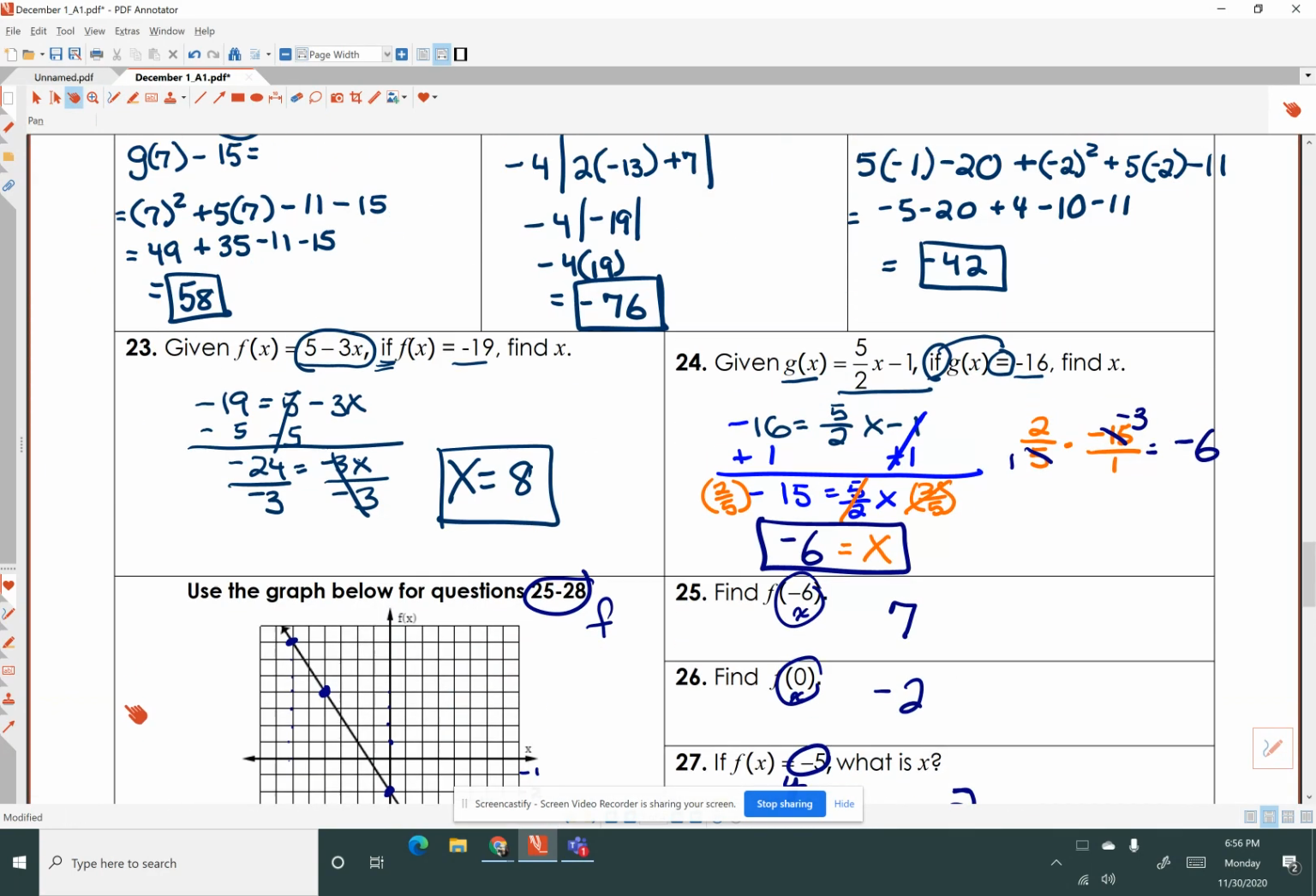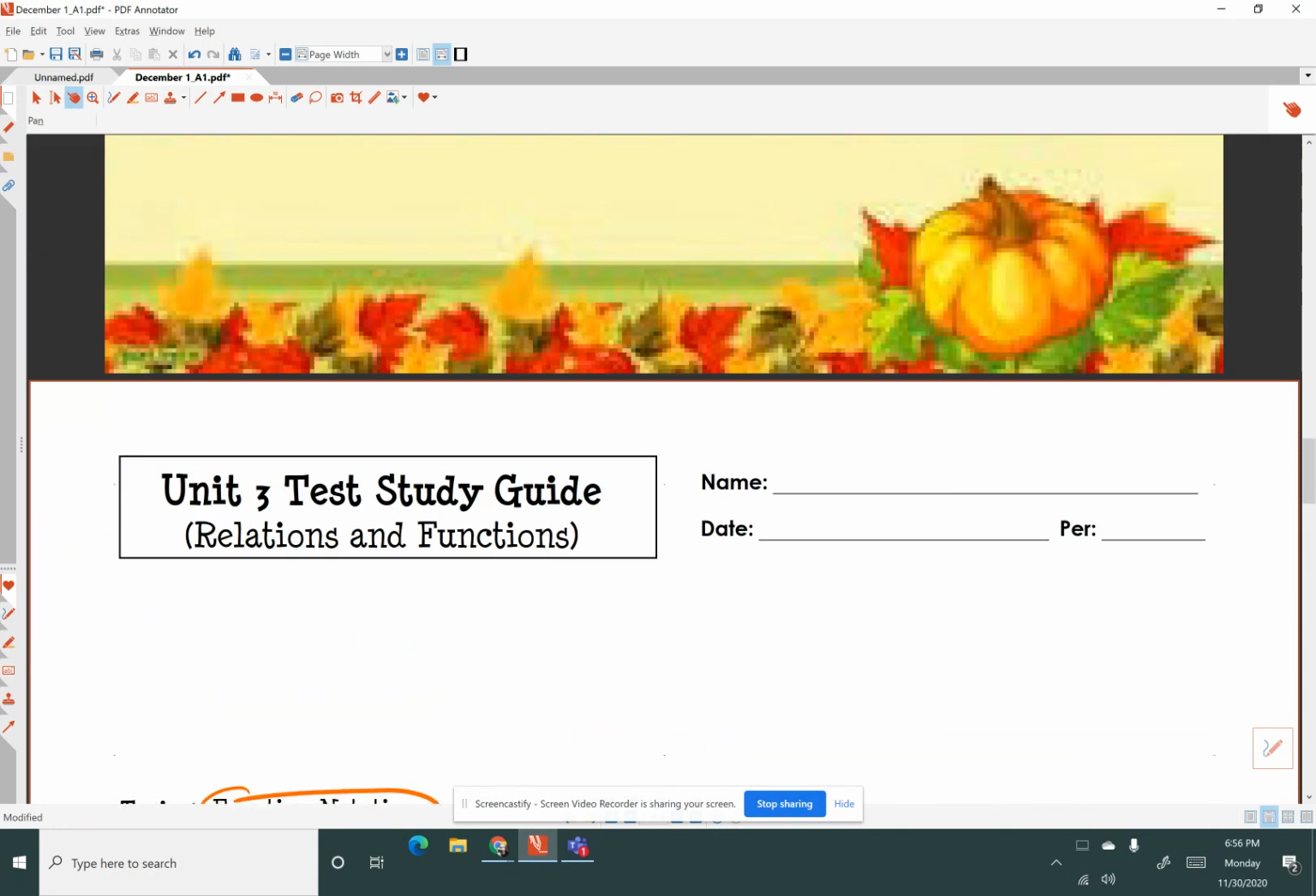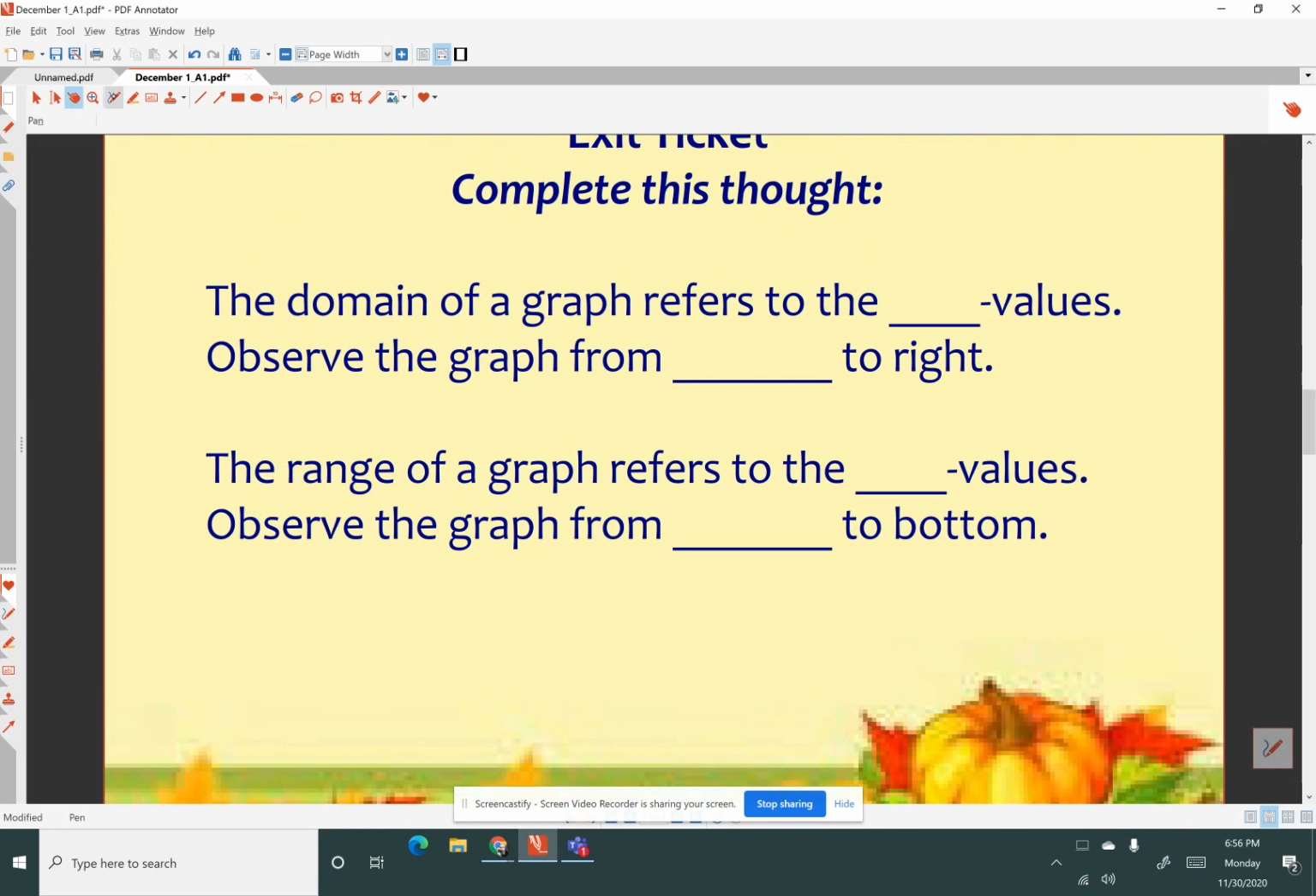Let's go back to our exit ticket, and we'll complete that thought. The domain of a graph refers to the x values. Observe the graph from left to right. The range of a graph refers to the y values. Observe the graph from top to bottom.